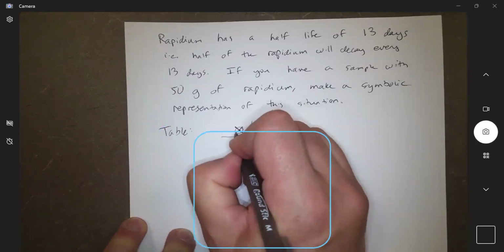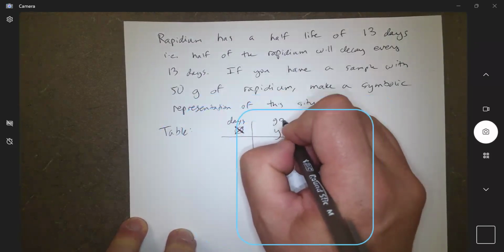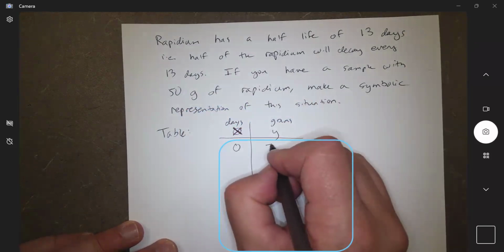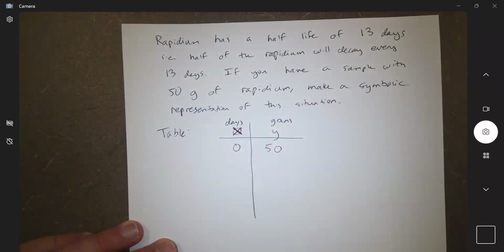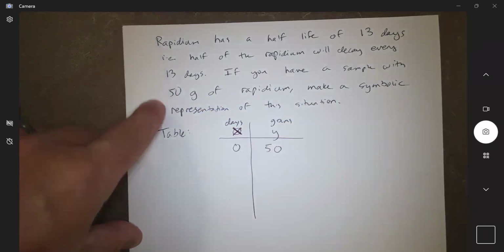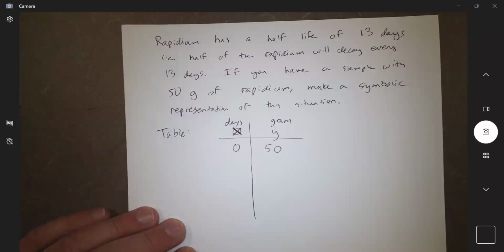X is days, and Y is grams. On day 0, how much Rapidium do I have? 50 grams. Cool. Do I know how much I'll have on day 1? I don't. This doesn't give me any information about what happens on day 1. What information does it give me? What happens on day 13? So let me just put 13 in for X.